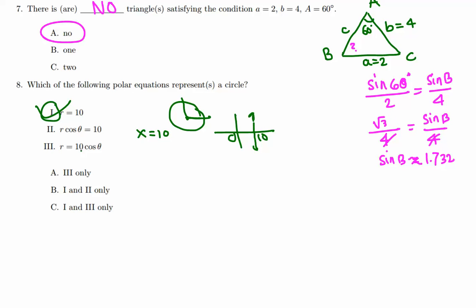And r equals a number times cosine theta, or r equals a number times sine theta, these are always circles. In this case, cosine means along the x-axis. Drawing this circle in rectangular coordinates, plus 10 means on the right side, half of 10 would be 5, so (5, 0) is the center, and we have a circle passing through the origin. So this is also a circle. So 1 and 3 are circles, 1 and 3.